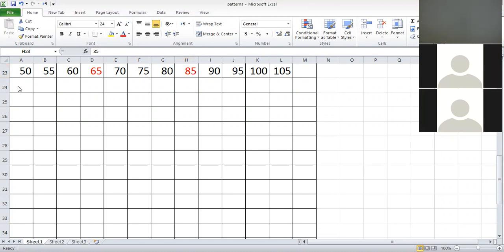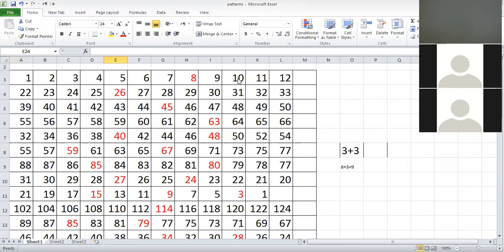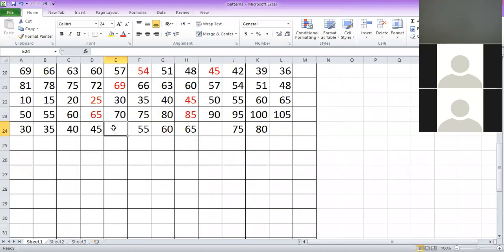Okay, guys, I'll give you one more. I'm going to make one more pattern and you will answer it. After 45. Yes, Sharif. After 45, what number should be there? 50, 55, 60, 65, 70, 75, 80, 85. Very good. Thank you. Because we are adding fives, not tens, okay? Very good.